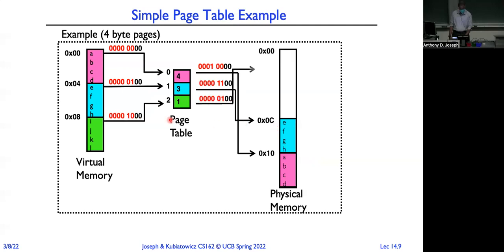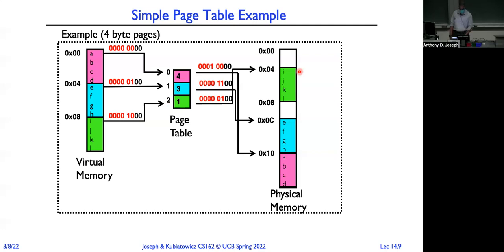And finally, if we look at 8 hex, that's going to be 1000. So offset is 0 and that'll be page 2. And that's 1, so that's going to be up here at 4 hex. So 100. All right? Okay, that's the simple case.